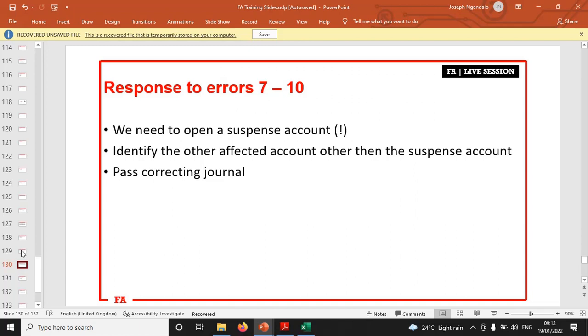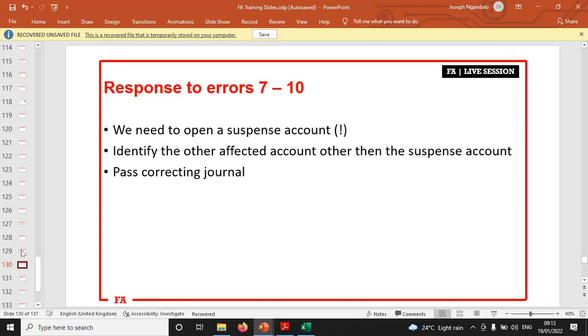Listen to this. When you are able to identify that the errors you are dealing with are falling in between errors 7 up to what? 10. You must open a what? A suspense account. This time around. So what is the key? Identification. What is the key?